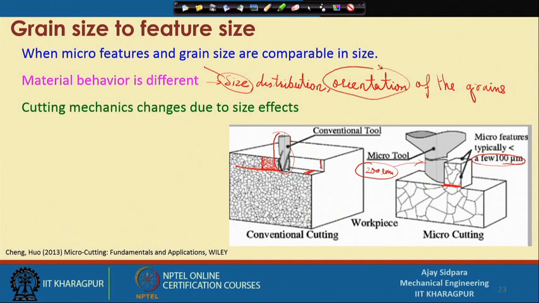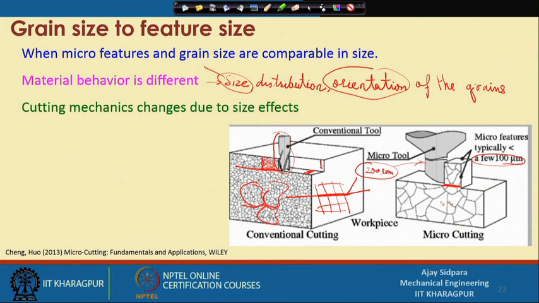Orientation also makes a difference, because if they are uniformly oriented, something like this, which is a very ideal structure, and your cutting tool is located here, then it can find a grain boundary very easily, and that grain boundary is continuous in this case. But if they are located something like this, which is the actual structure, then there is a problem that you may not encounter this particular boundary to initiate the slide cutting. Because of these different phenomena, the cutting mechanics changes due to the size effect.